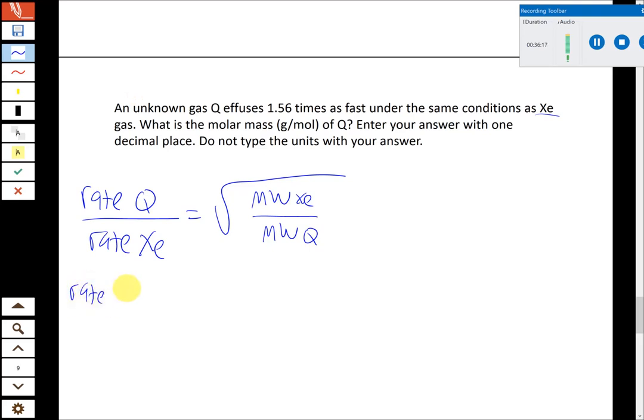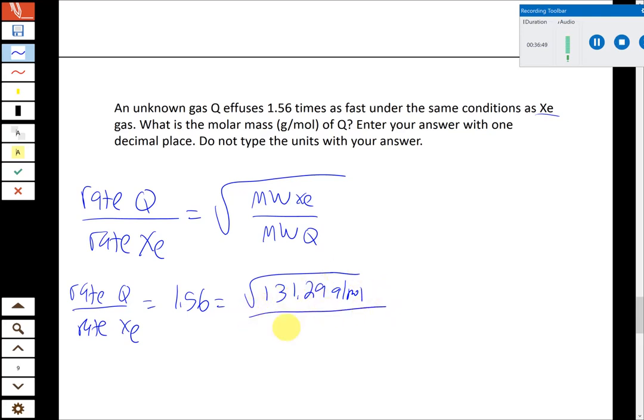So basically the ratio of the rates, we're told if Q effuses 1.56 times as fast, that means the ratio of the rates is 1.56, larger for Q than xenon. And that's going to be equal to the square root of the molar mass of xenon, which I think is 121. Let me make sure I get that number right. Sorry, 131. So the molar mass of xenon we can get from the periodic table is 131.29 grams per mole. And then that's going to be over the square root of the molar mass of Q, which is our unknown. All right.